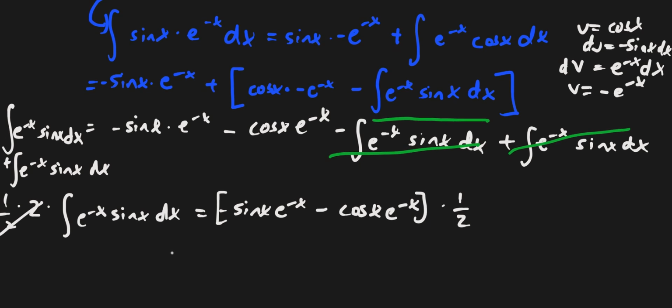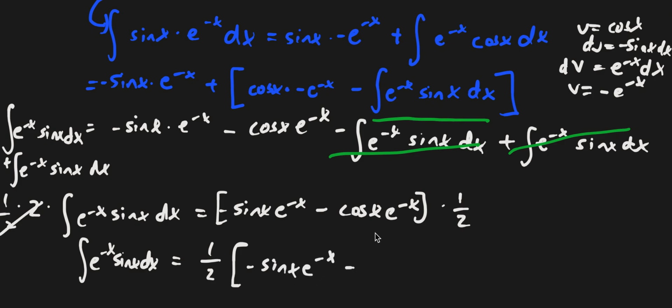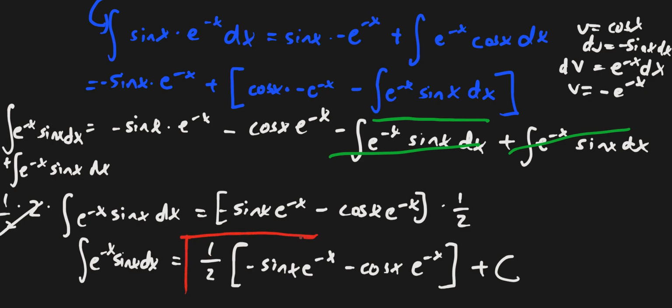So our final answer is going to be equal to, so the antiderivative of e to the negative x sine x dx is going to be equal to 1/2 times negative sine x e to the negative x minus cosine x e to the negative x plus c. That's important. And this is your answer. This is your antiderivative. This is what we're chasing this whole problem.